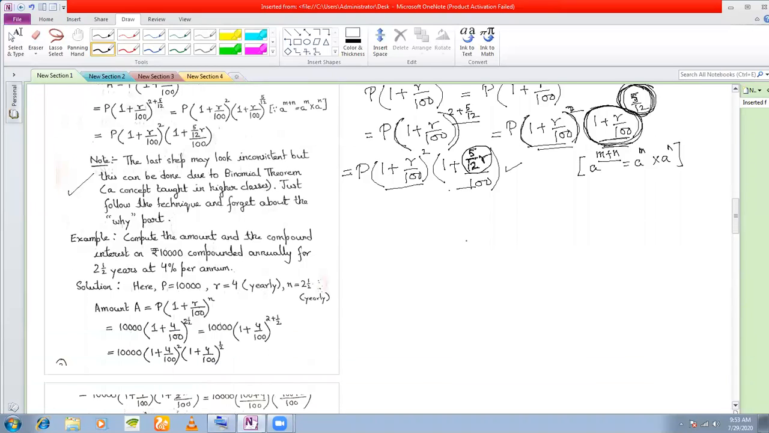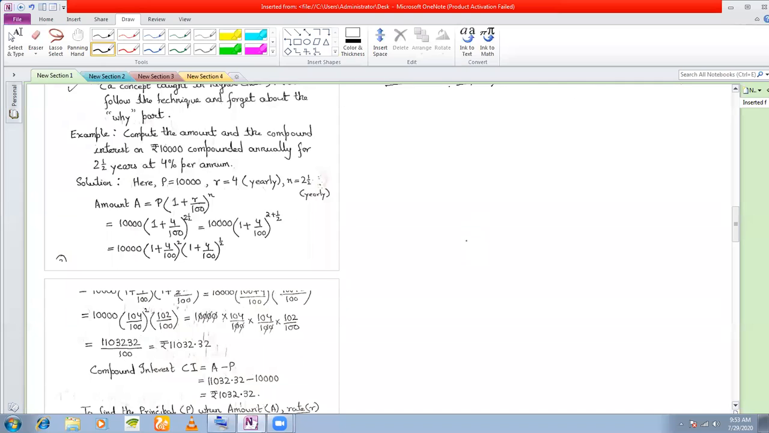Let us take an example. Find the amount and compound interest on 10,000 rupees compounded annually for 2.5 years at 4%. So clearly my principal is 10,000 rupees, which is the amount that is invested, and R is 4%, which has been compounded yearly. So no problem, nothing to do here because they are all being compounded yearly. And the time here is 2.5 years.